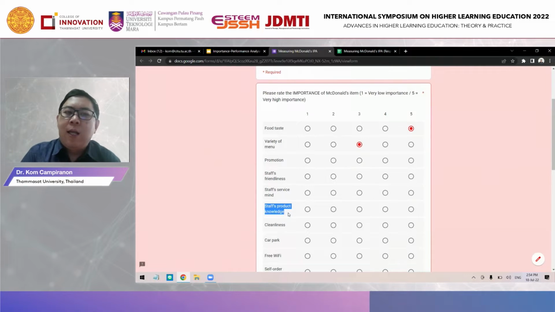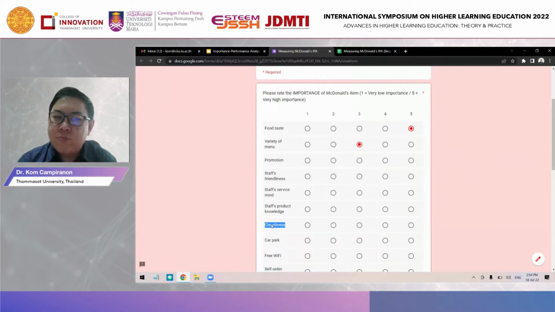For example, if you ask them whether they have any new promotion or new menu, or if you ask them about this menu, can the staff explain what the ingredients are? For example, some people are allergic to almond nuts or something. So do the staff know the ingredients or not? Is that important to you or not?